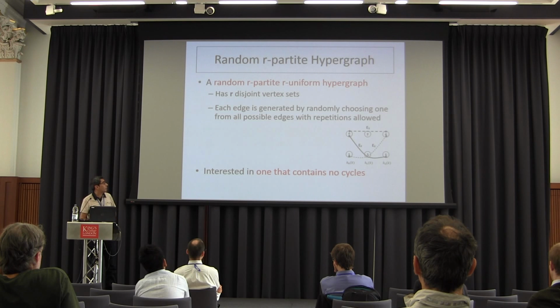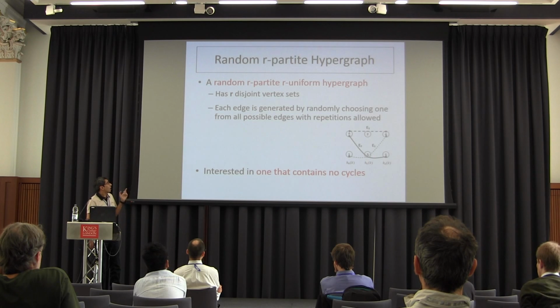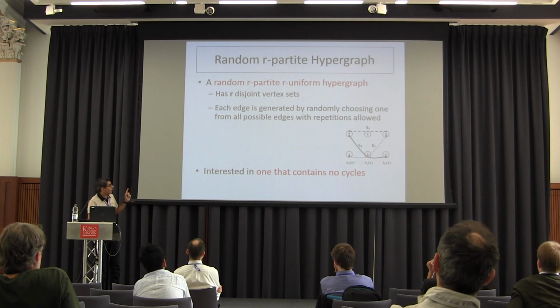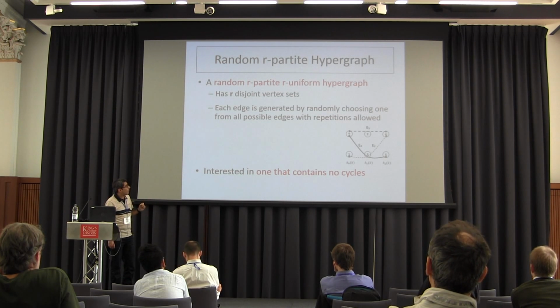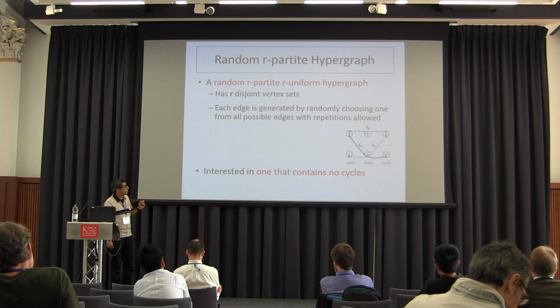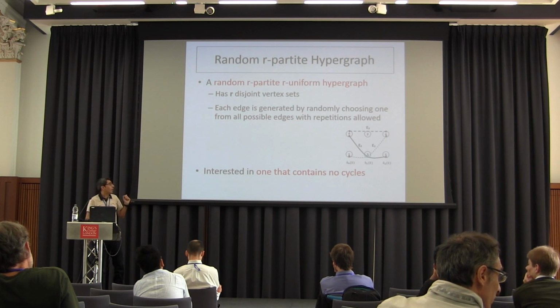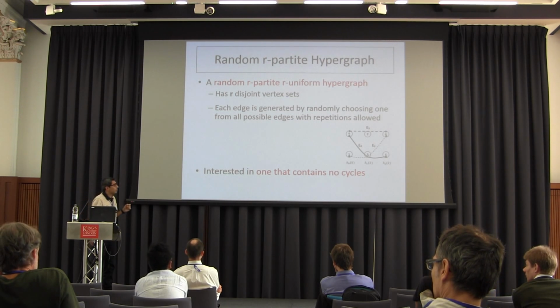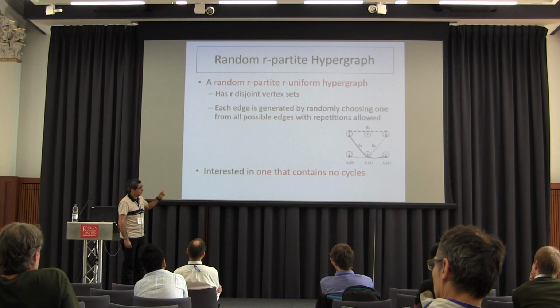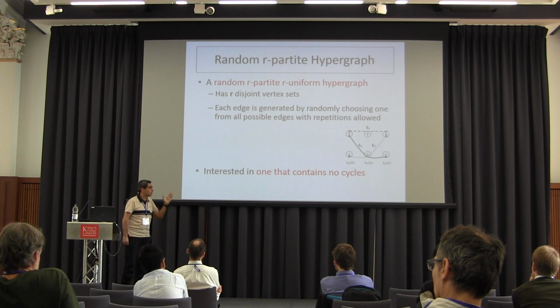So we start with the mapping step, but first of all we need to know what a hypergraph is. It's just an extension of a graph to edges with any number of vertices. We have an R-partite graph, which means that we have R disjoint sets of vertices, and an R-uniform hypergraph, which means that every edge goes through exactly R vertices, and it's random, which means that every vertex for an edge is chosen randomly from its corresponding part.